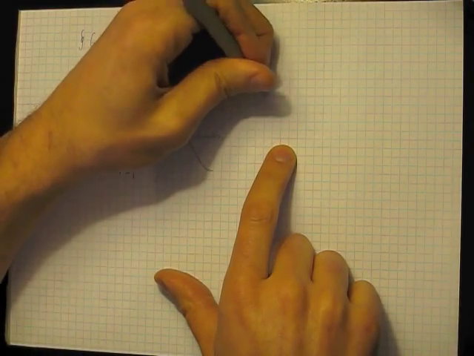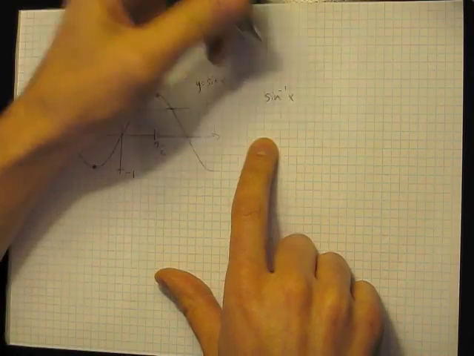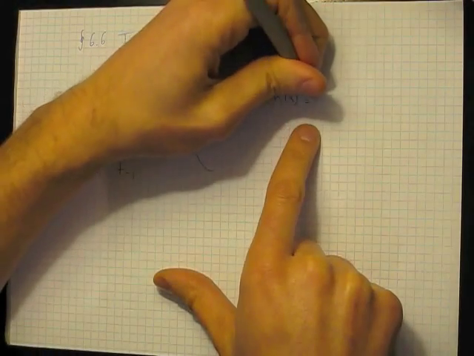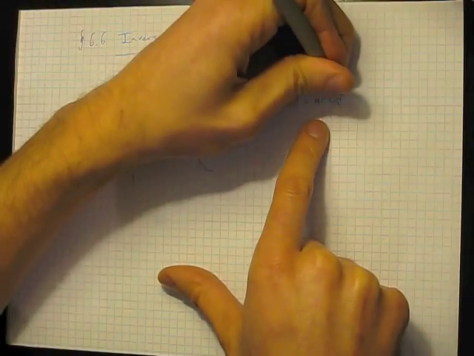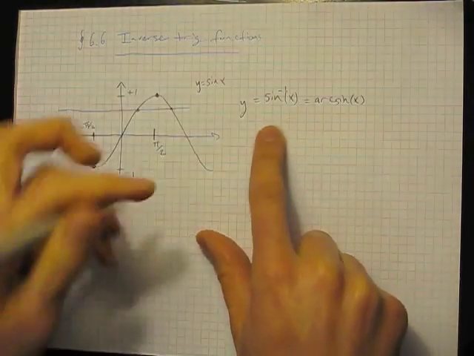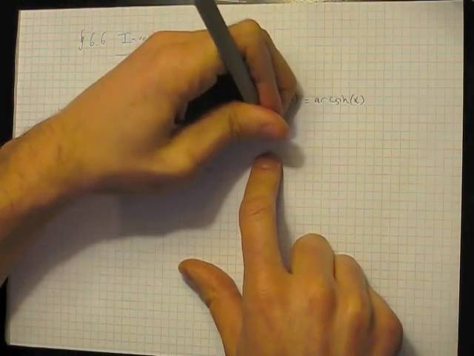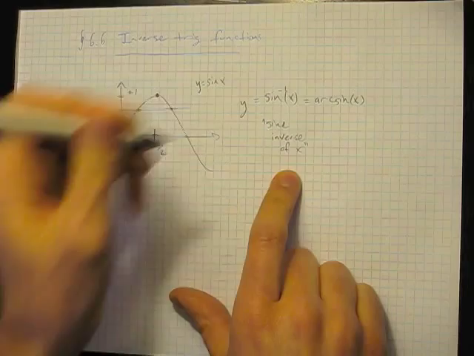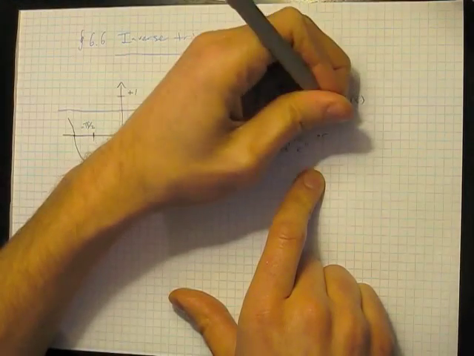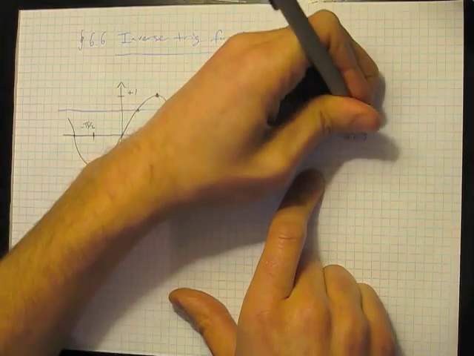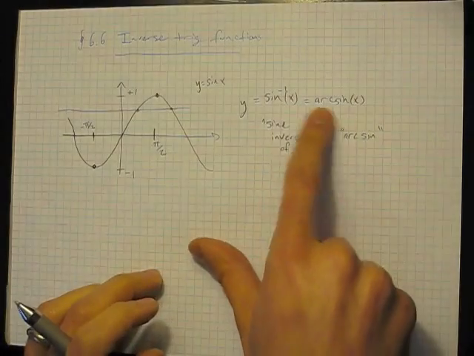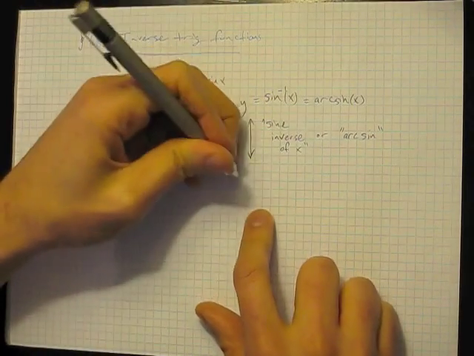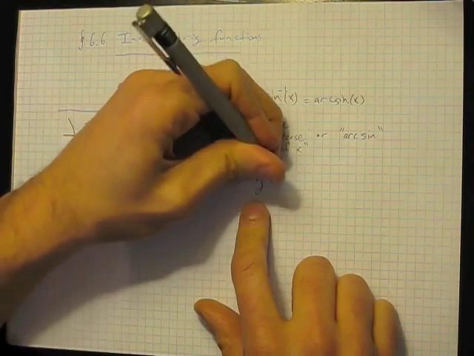So the inverse sine function, sine inverse of x, this is how we write it. Y equals sine inverse of x. Sometimes we put the word arc in front of it and we say arc sine. So we either say sine inverse of x, or we say arc sine. They mean exactly the same thing. So if y is equal to sine inverse of x, then that's the same thing as saying that sine of y is equal to x.